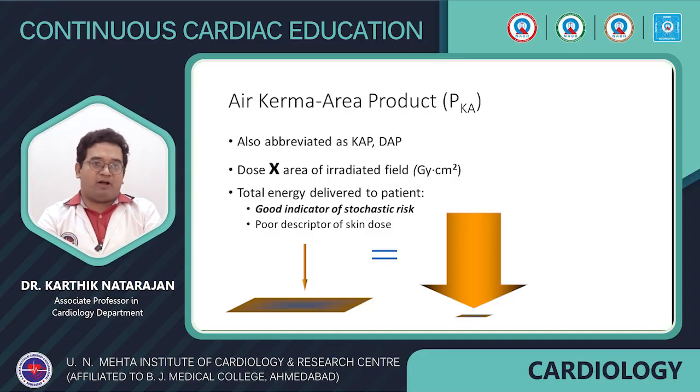The air kerma product, now also referred to as KAP or DAP. DAP is dose times the area of the irradiated field. That is the total energy delivered to the patient, and this is a good indicator of the stochastic risk, and it's a poor descriptor of the skin dose. We'll come to what is deterministic and stochastic effect in the next few slides.